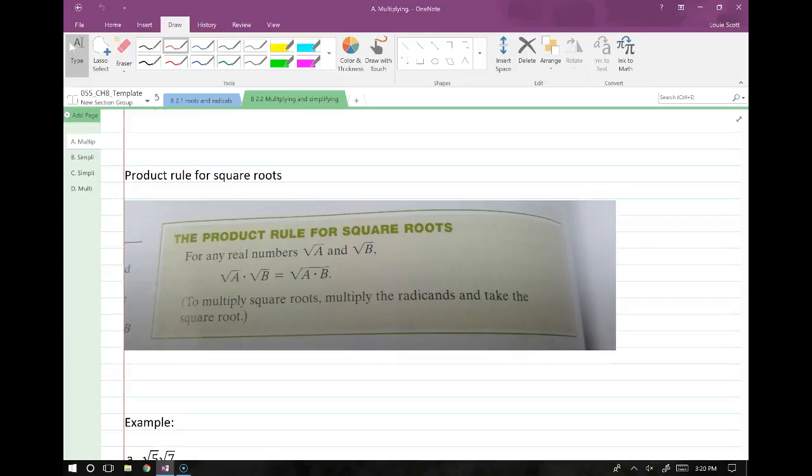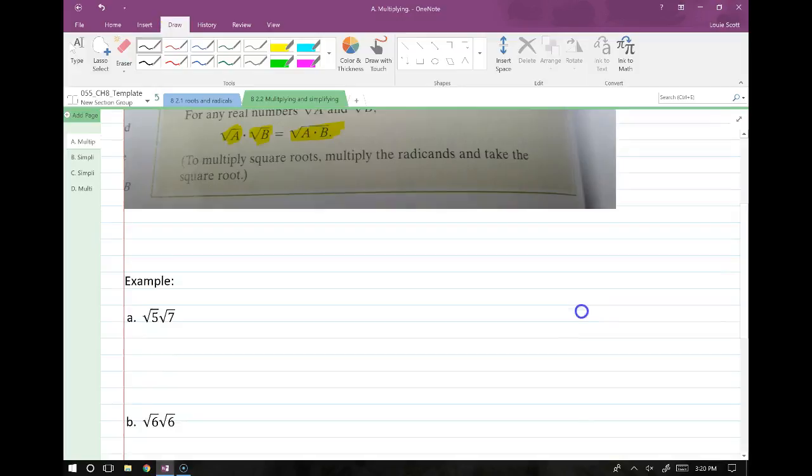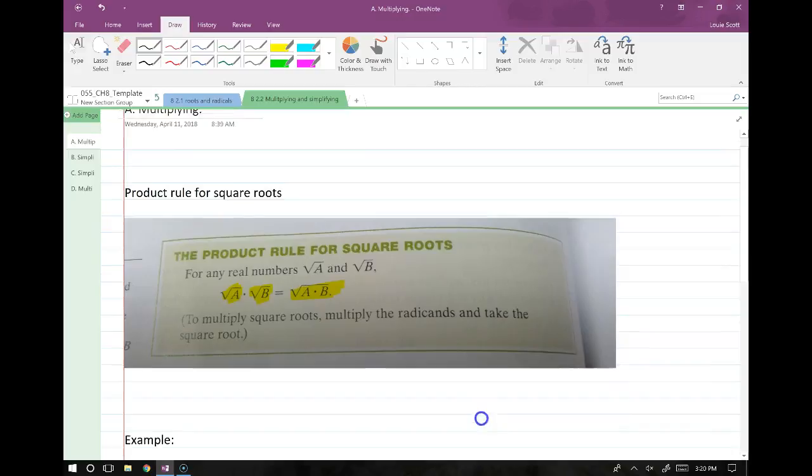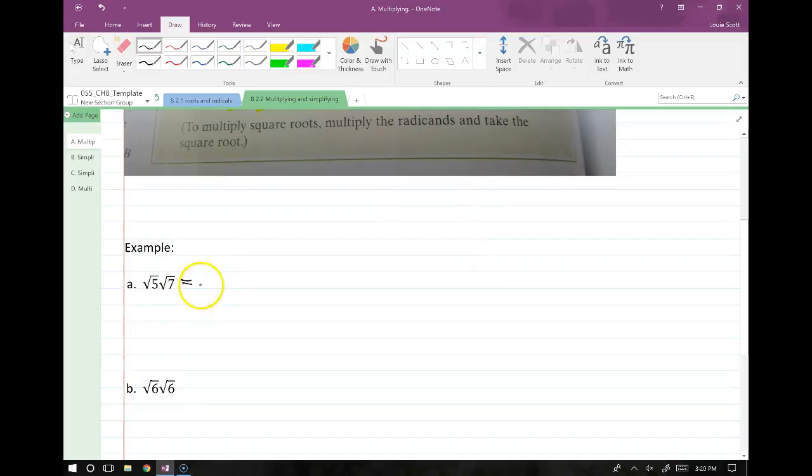All right. So let's move on. 8.2, we're going over multiplication of square roots, how to do that, how to simplify them. So we have a product rule for square roots, and this basically says if you have two square roots multiplied together, you can join them under one larger square root. It doesn't say to simplify these yet, so we won't simplify these yet, but I can combine these under the same square root. 5 times 7, and then 35, and that's it.